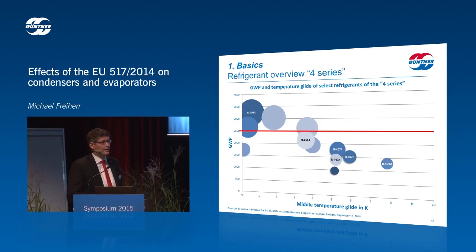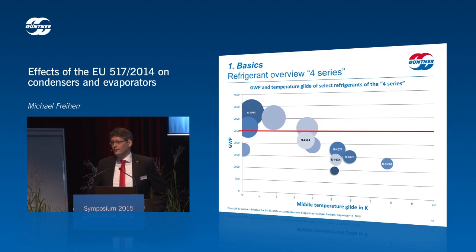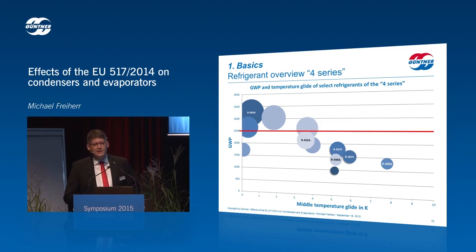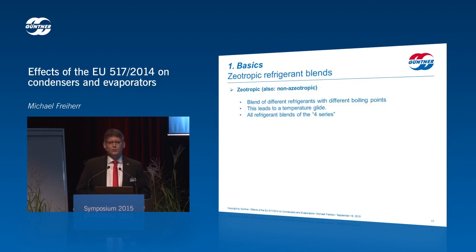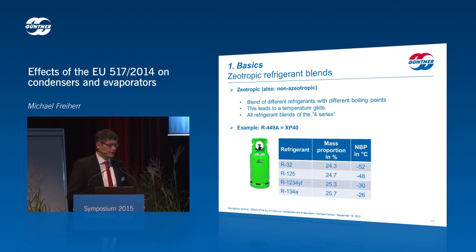The R404A, for example, has a small temperature glide. All of the other refrigerants, and you can see that line here, the lower the GWP, the higher the temperature glide. And this is what all of us will be affected by in the future. Why do we have zeotropic refrigerant blends in the future and not azeotropic ones? I'd like to explain this by looking at R449A.